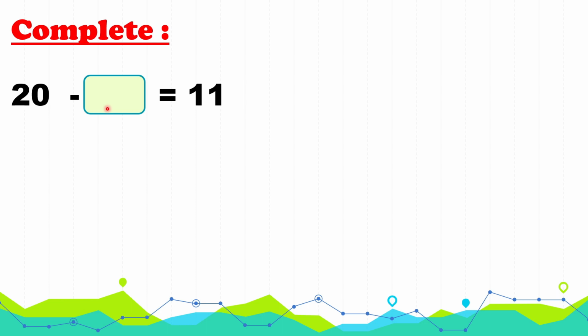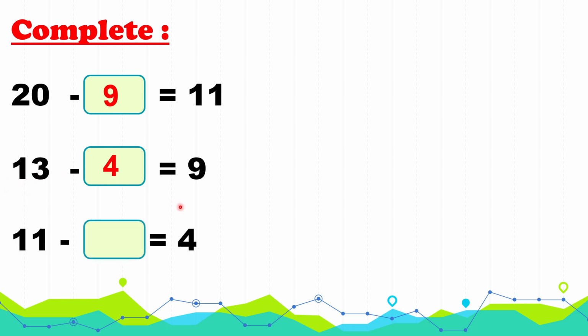How many fingers do I have on? I have 9 fingers on. 13 minus what equals 9? I will count after the smallest number, which is 9. It will be 10, 11, 12, 13. I reached the greatest number, which is 13, so the answer will be 4.